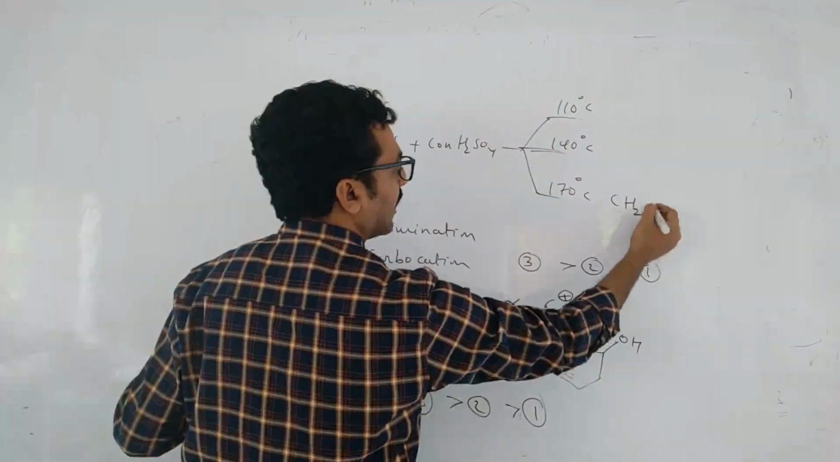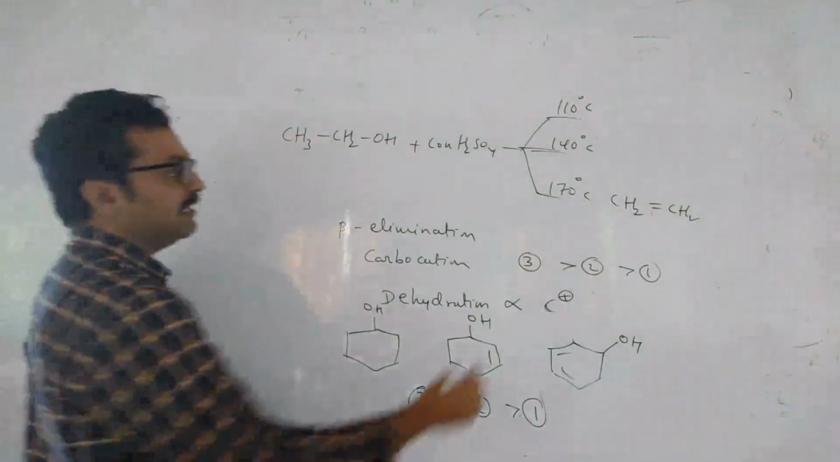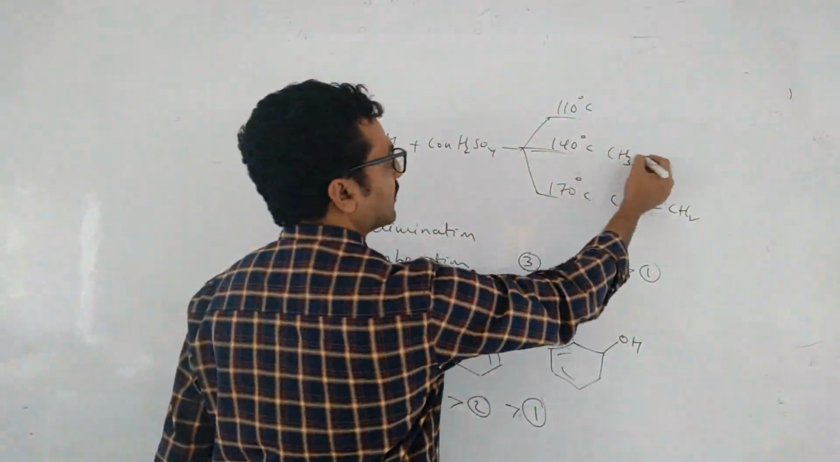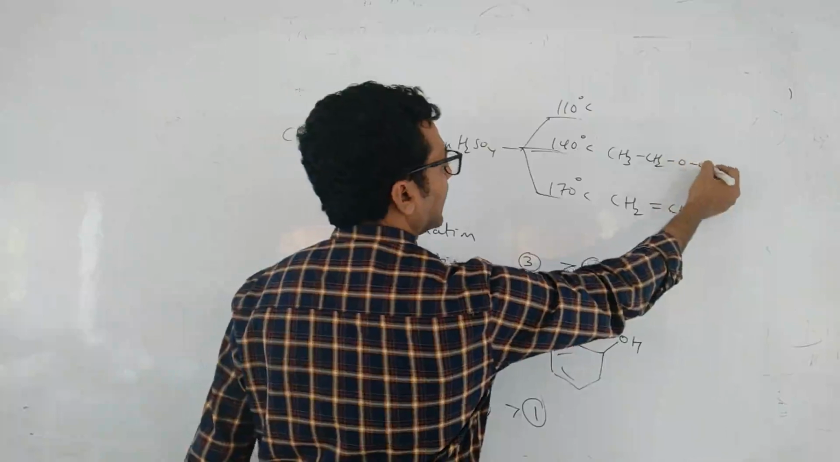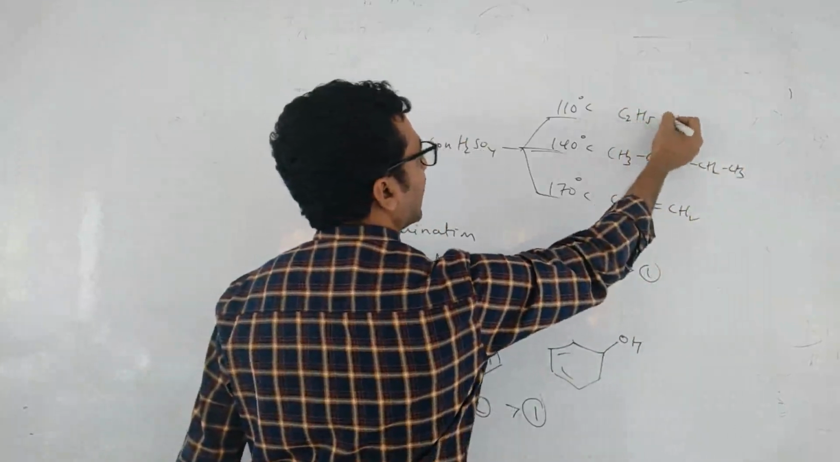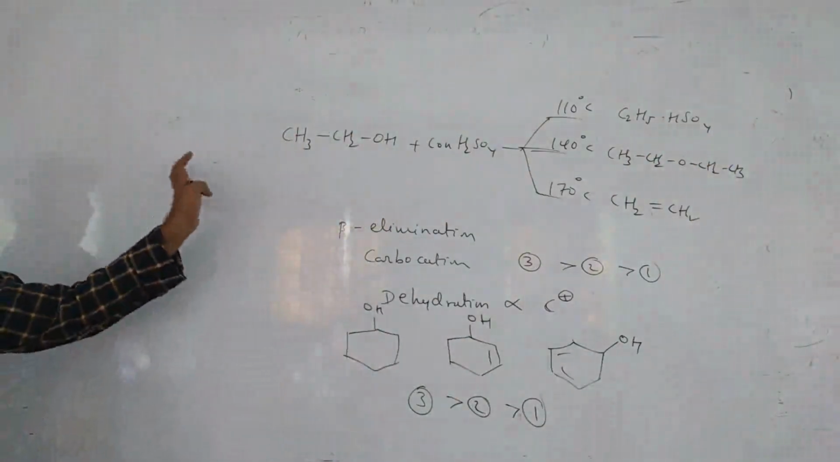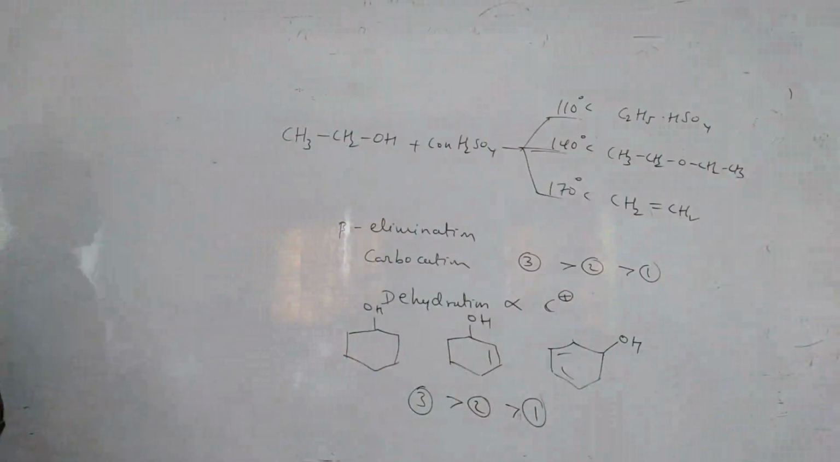At 170 we get our alkene. But at 140 we won't get alkene. What will we get? Diethyl ether. At 110 you will get ethyl hydrogen sulfate. Did you remember this? Okay. Right.